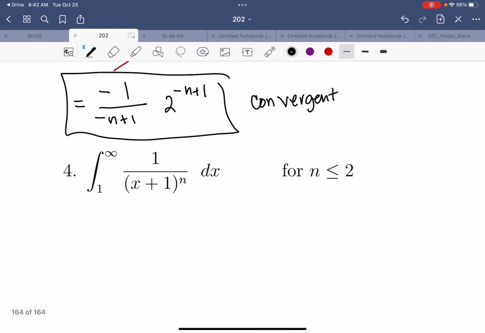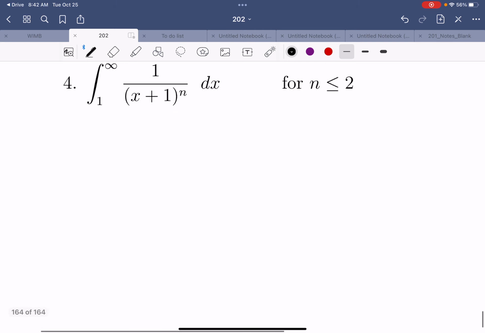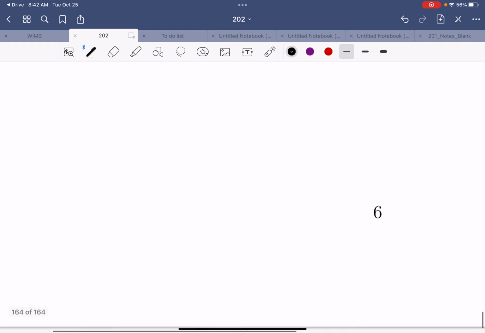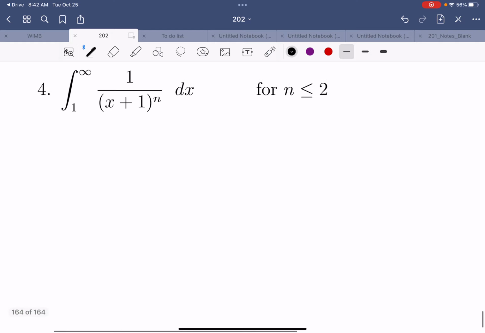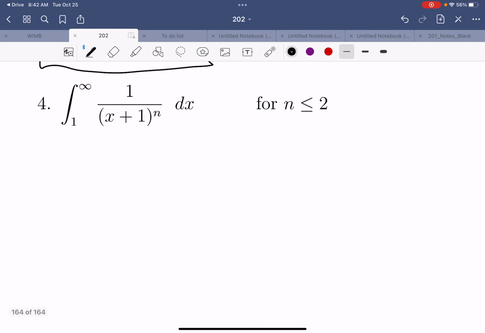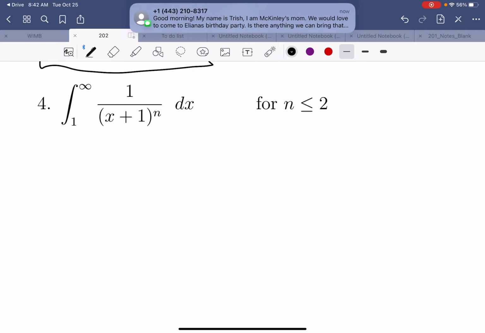Okay, now, same question here for number 4. Is this our last one? Yeah, it is. Our last one here is the same question, only now we're going to let our exponent be less than or equal to 2. So we've got to be a little bit careful here.